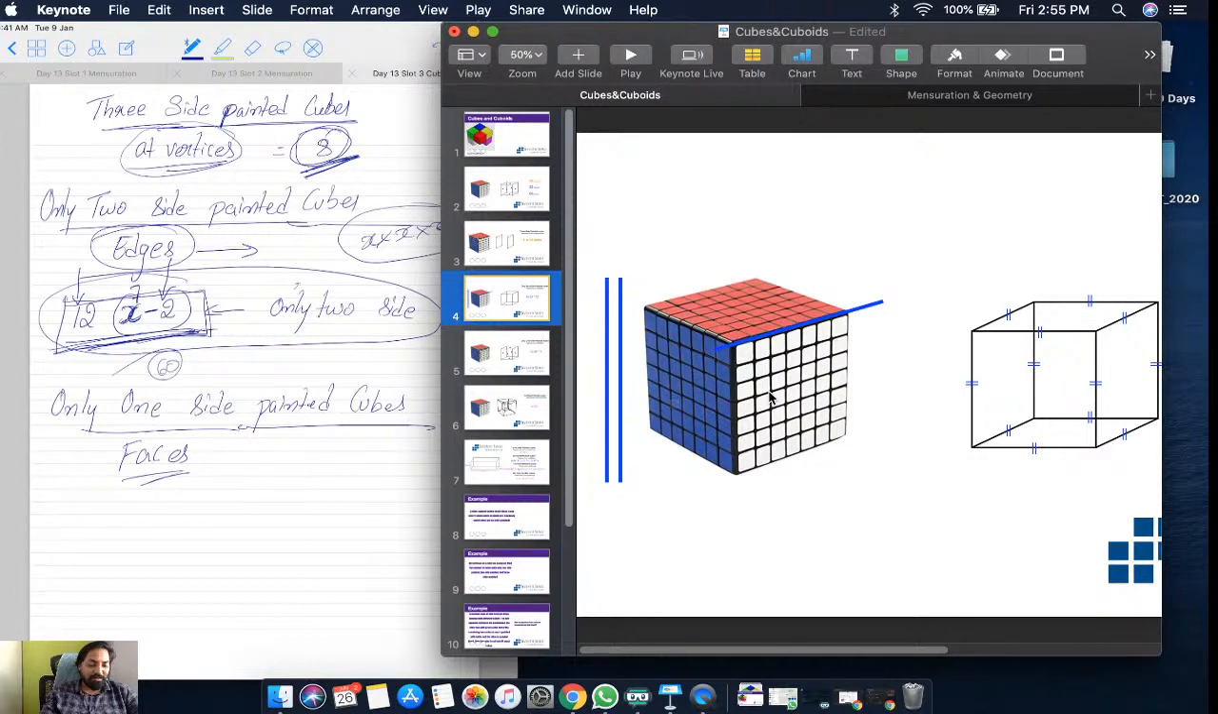Now, can you count? Let's say this face is a matrix of x cubes in x direction and x cubes in y direction. Can you tell me how many of them are only one side painted? X in this, X in this.